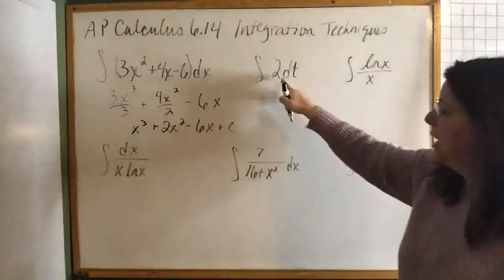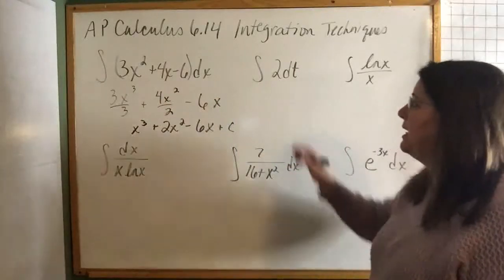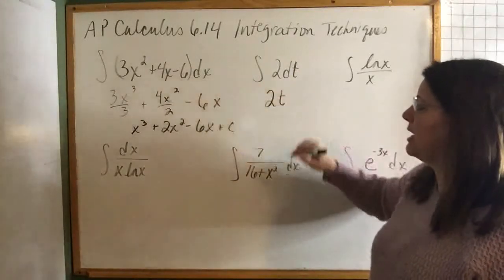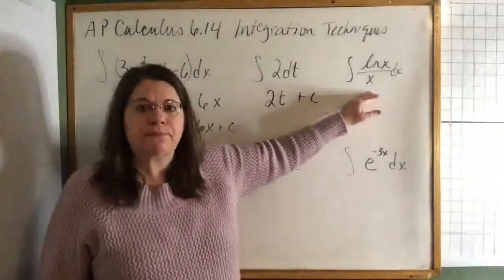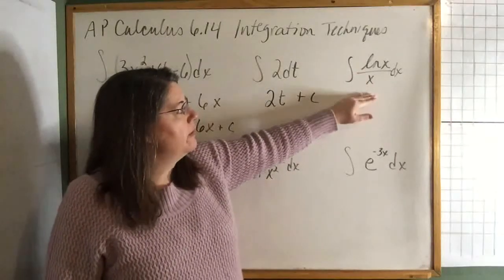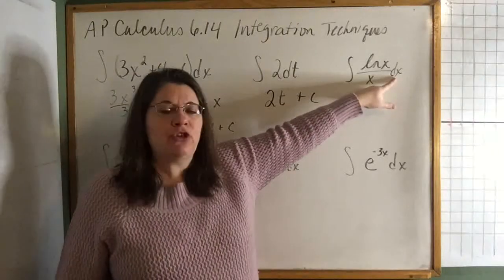For this one, notice that we've got that 2. The 2 could be brought outside if we wanted it to be, but that's a simple integration again, as 2t. We used t because it was a dt. For this one, we've got the natural log of x over x, and it's the integral of that. Our variable of integration is dx.